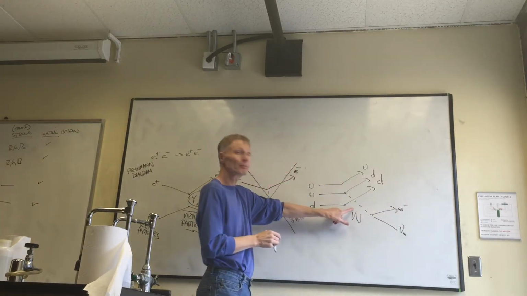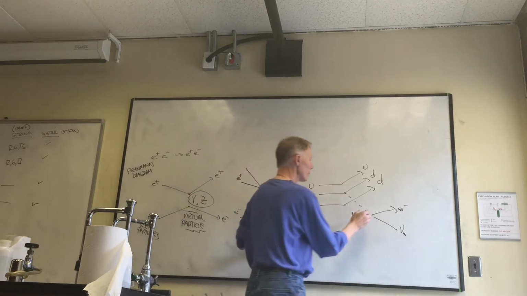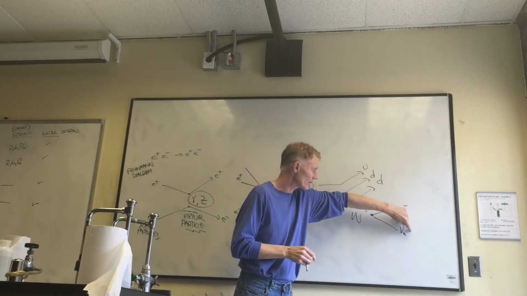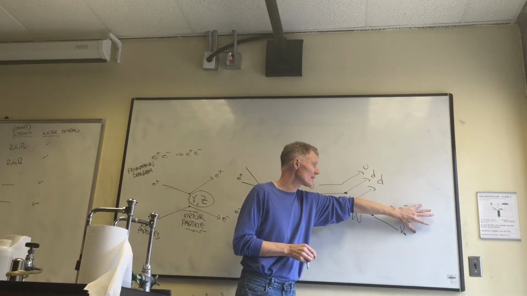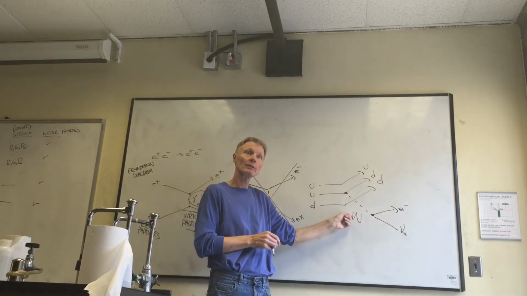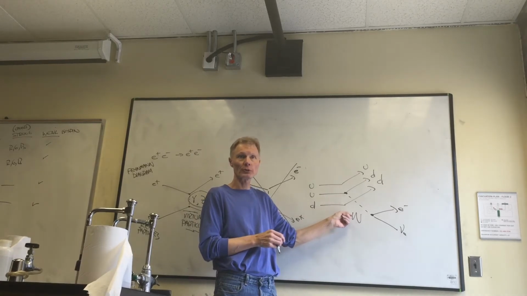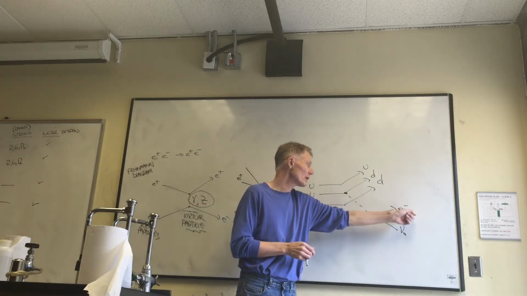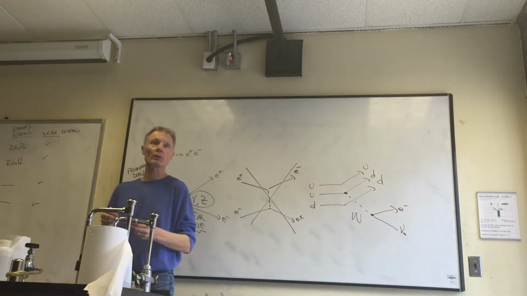We don't directly measure the W. The W is a virtual particle. We know the properties of the W by taking the properties of the electron and neutrino and combining them together. If I combine these together, it will tell me how much energy the W had, how much momentum it had, what the electromagnetic charge was, and what the angular momentum was. So I can reconstruct the W by looking at the decay particles. But we don't directly observe the virtual particles.